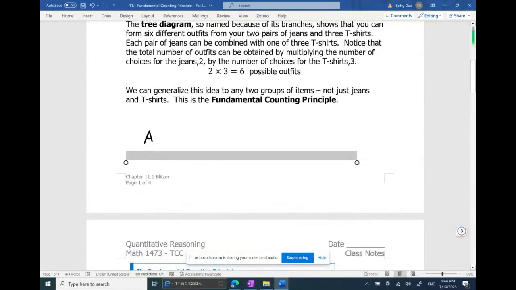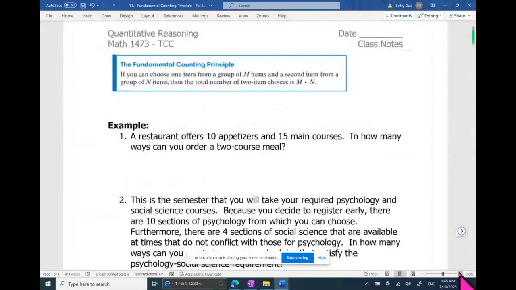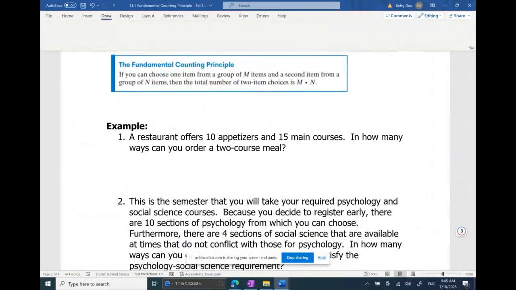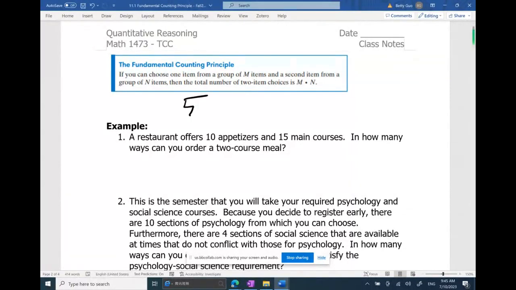Let me find a space to write my example. Let's say you are going to attend a party and you want to dress yourself, right? And let's say you have 5 different tops, 3 skirts, and 2 pairs of different heels. Then how many different ways can you dress yourself?